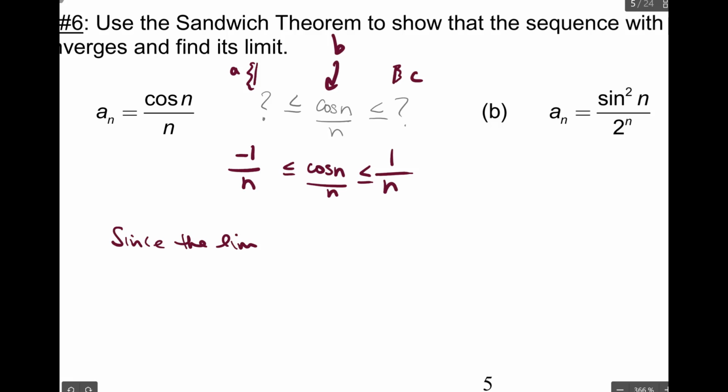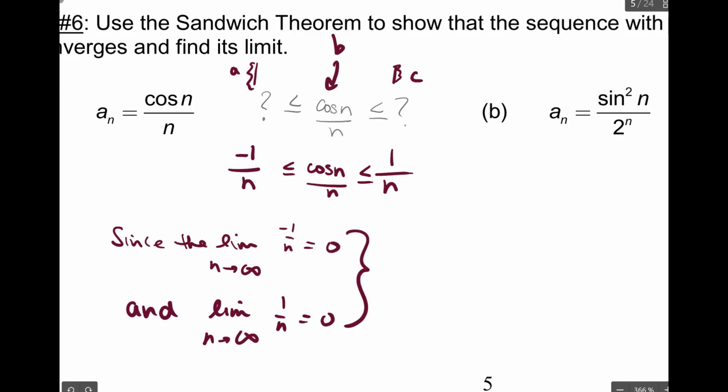Since the limit as n approaches infinity of -1 over n is 0, and the limit as n approaches infinity of 1 over n equals 0, guess what? The limit of cosine of n over n is equal to 0. It converges. Boom. Sandwich theorem. Done. That's it. It's interesting.